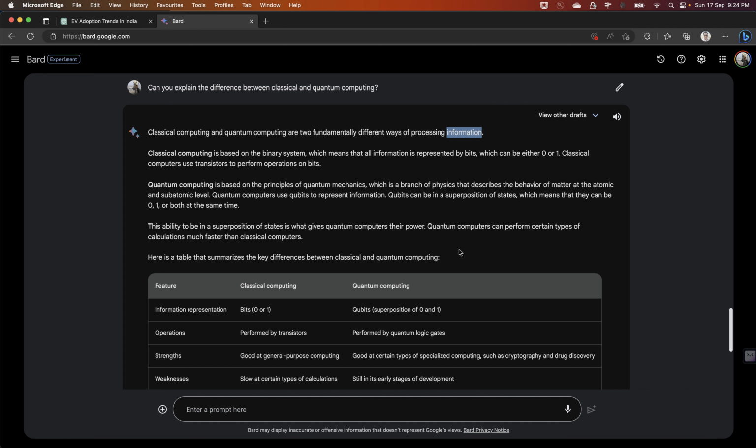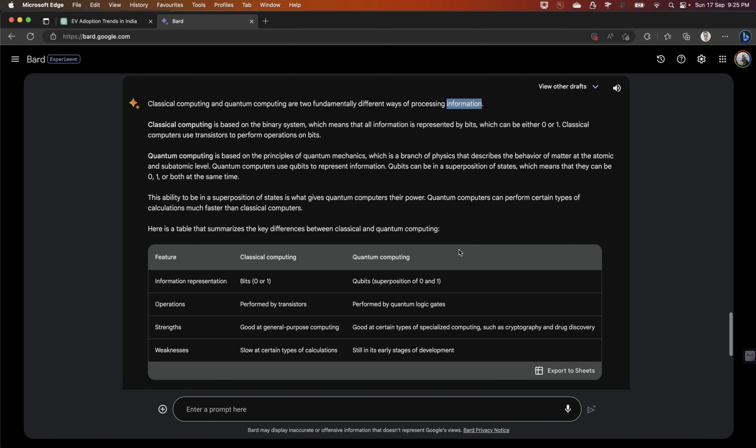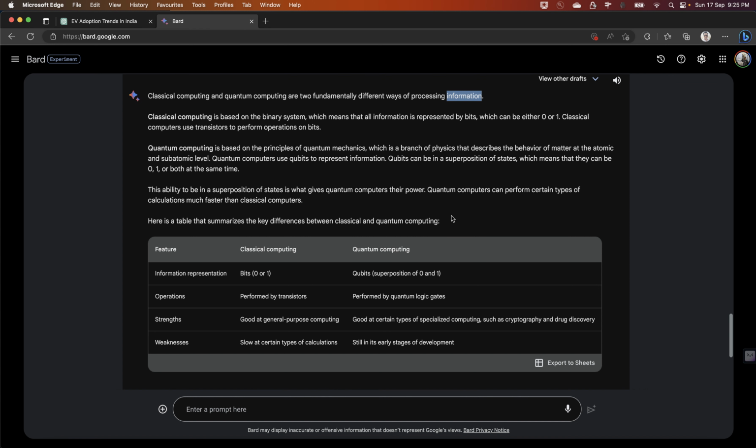So this is another term, qubits. Here it uses bits and here it uses qubits to represent information. Qubits can be in a superposition of states, which means that they can be 0, 1 or both at the same time. This is really nice, right? How can it be both at the same time? And that's what quantum means actually. This ability to be in a superposition of states is what gives quantum computers their power, right?